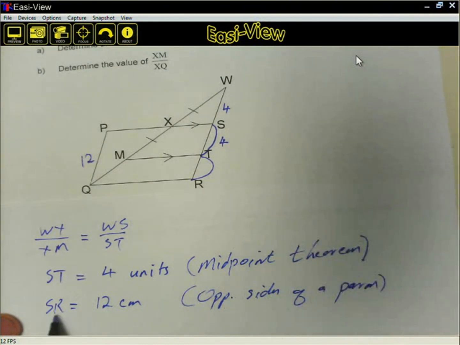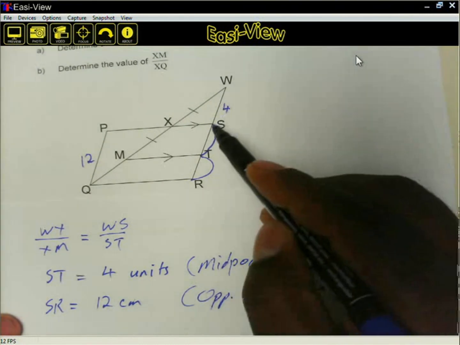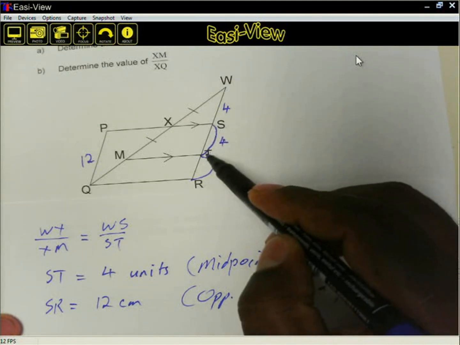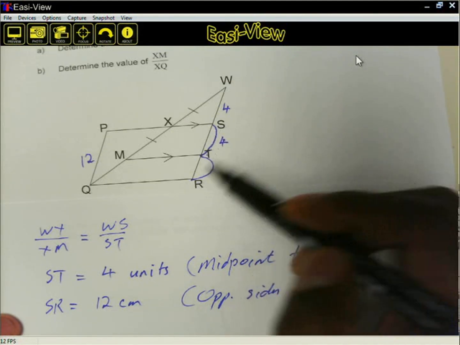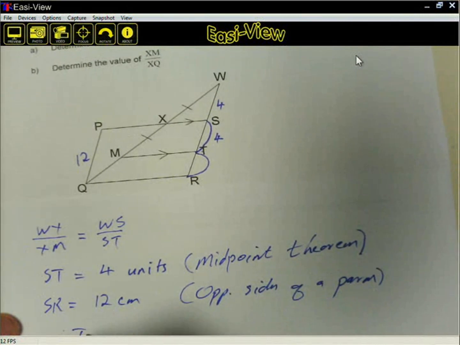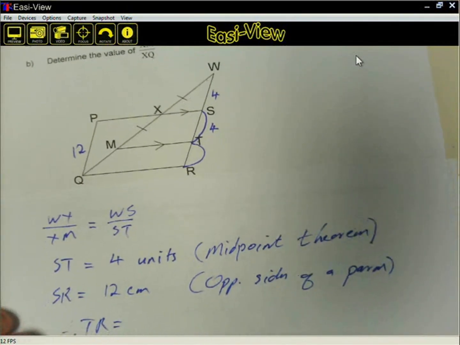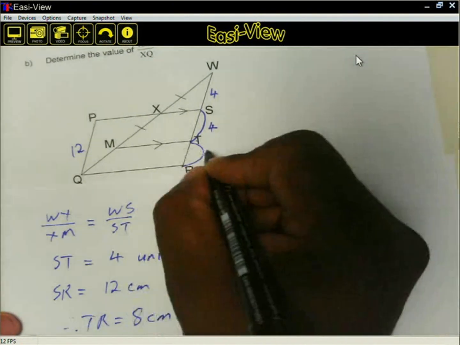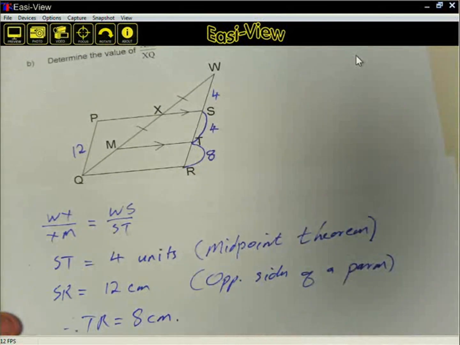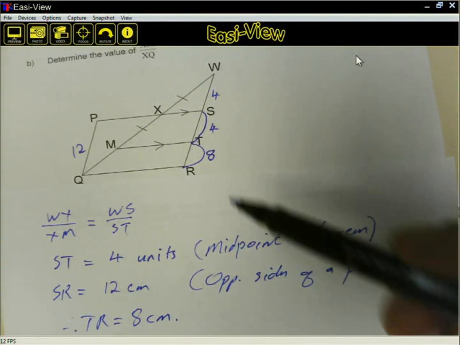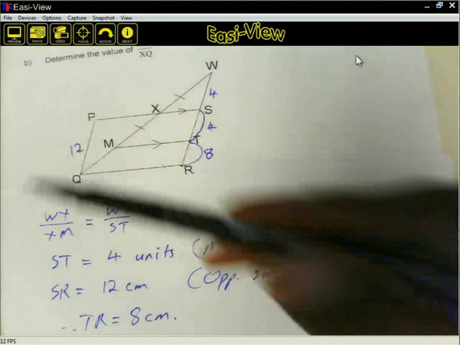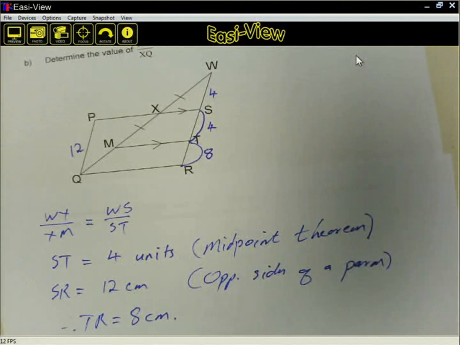So if SR is 12 centimeters, check. The whole of SR is 12. ST alone is 4. Therefore TR will be equal to, by simple arithmetic, 8 centimeters. Now we've got TR equal to 8 centimeters. So 8 and 4 will give you 12. SR will be equal to PQ. Those are the opposite sides of a parallelogram.